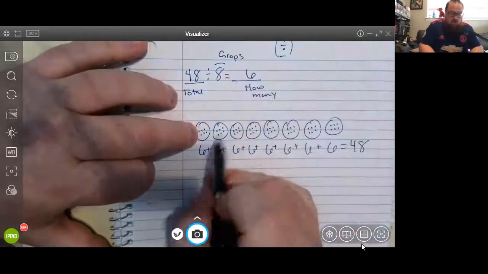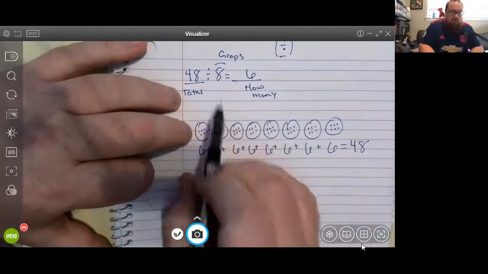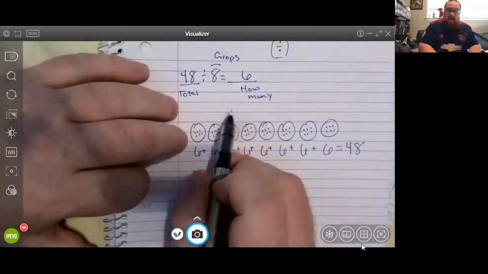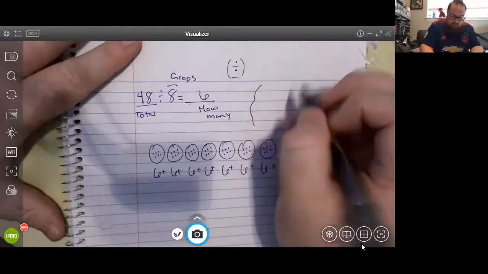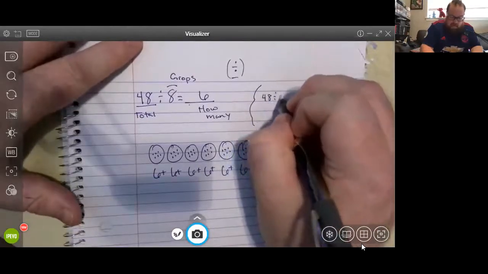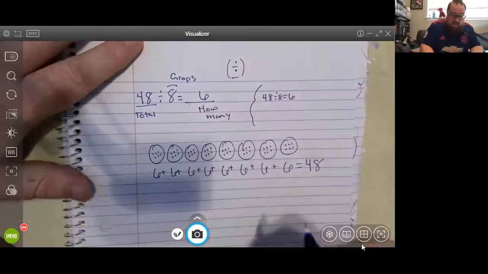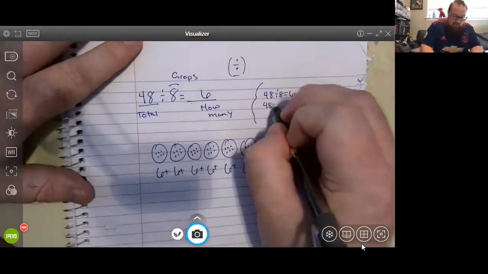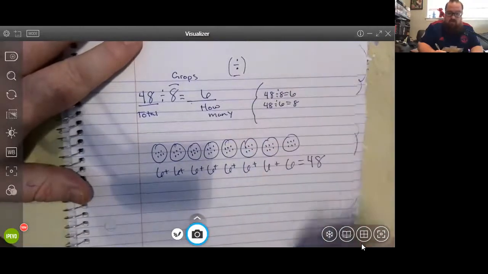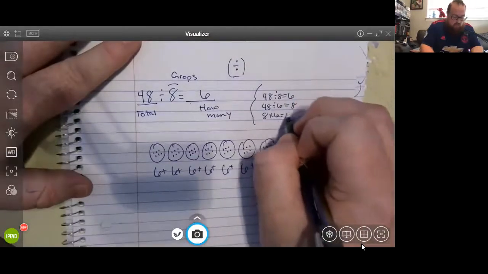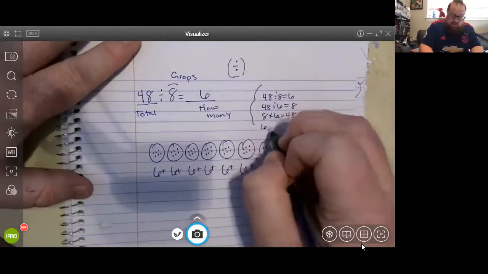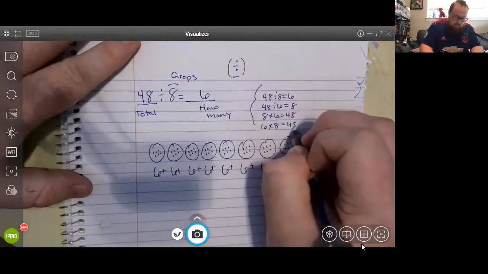So now we have our total, we have our groups, and we have our how many. Now let's do our fact families one last time over on this side. If 48 divided by 8 equals 6, then 48 divided by 6 equals 8. Then we also know that 8 times 6 is 48, as well as 6 times 8 is 48.